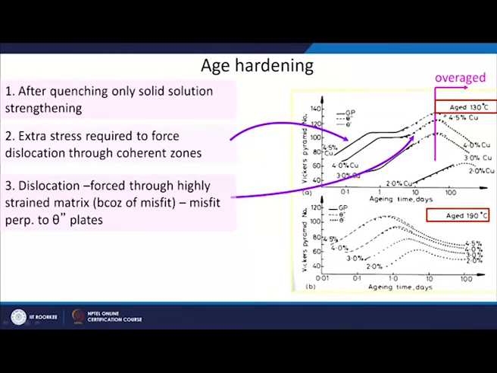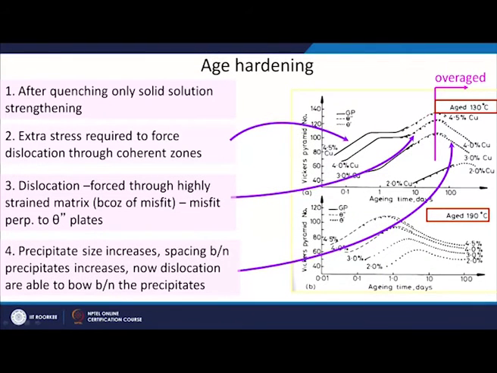The third stage is when the dislocation is forced through a highly strained matrix because of misfit, misfit perpendicular to the theta double prime plates. There are different types of precipitates, as I told you, which form during the precipitation sequence. These have semi coherent interfaces. My dislocation has to move through this kind of interface, so you now need extra stress to move the dislocation, and that is what you can see in the hardening of this particular aging precipitation sequence.